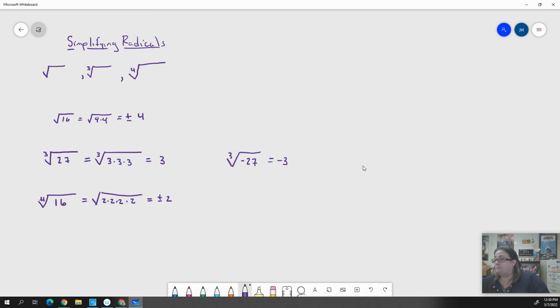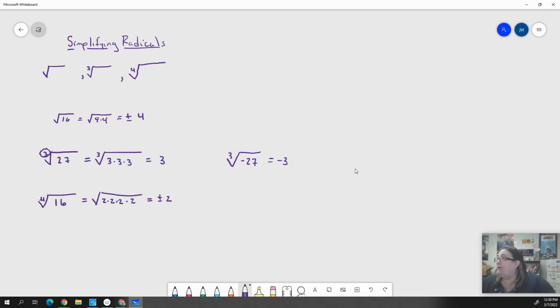And so that's kind of how that goes, right? So if an odd numbered index is there and there's a negative in here, you know your solution is going to be negative. If it's positive, you know your solution is going to be positive.